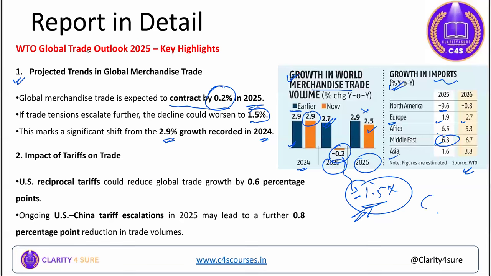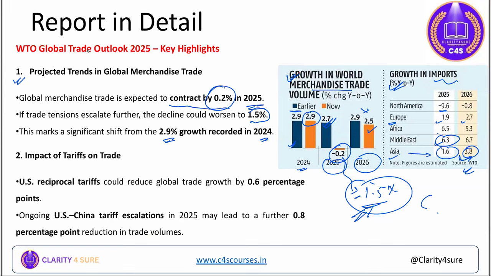In Asia, we mean China, India, Sri Lanka, Pakistan, Bangladesh, Afghanistan. So these are the countries, and we are seeing a positive trend in imports, with imports growing by 1.6% in 2025, and it will further increase to 3.8% in 2026. So this is a positive note for Asian countries.